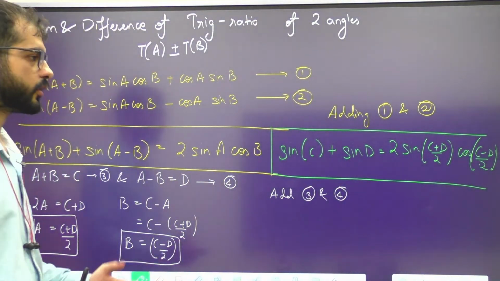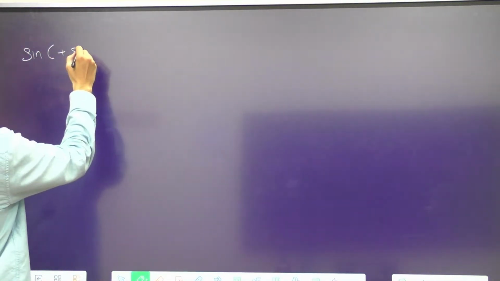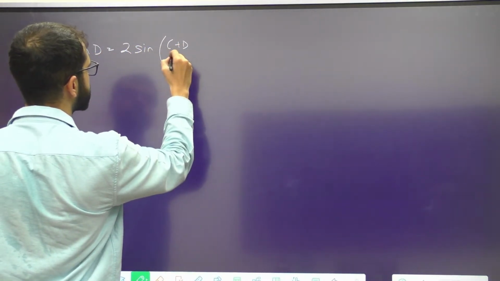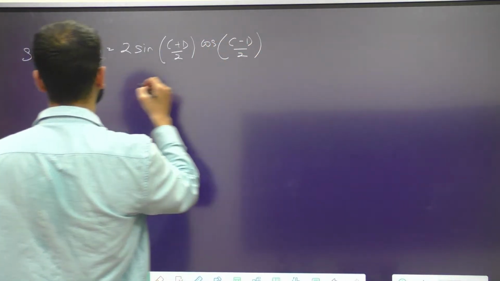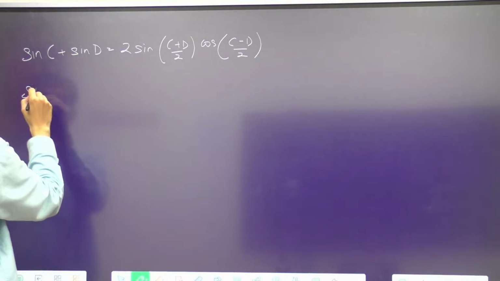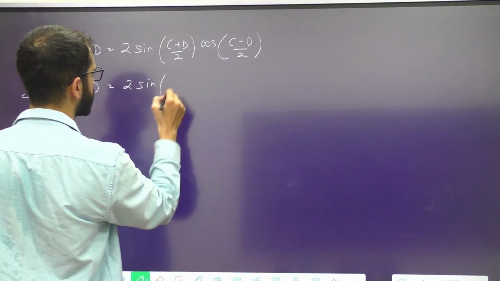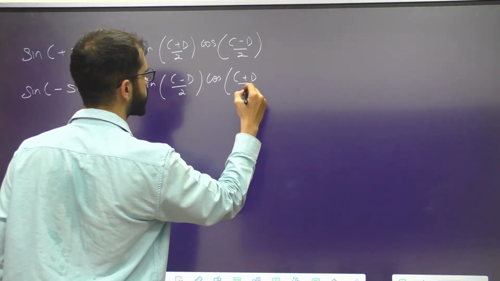Similarly, we can derive the formulas for other trigonometric ratios as well. I'll quickly write them down. What are the formulas which we have studied? Sin C plus sin D is 2 sin (C plus D) by 2 cos (C minus D) by 2. If someone asks you sin C minus sin D, this is 2 sin (C minus D) by 2 cos (C plus D) by 2.